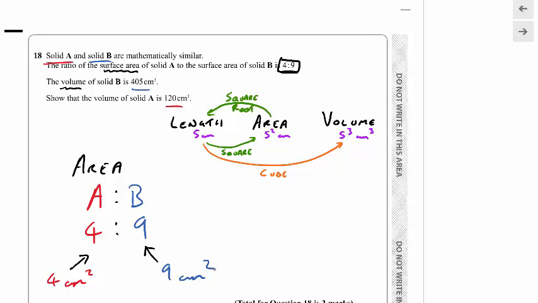Okay, so let's say, for example, that the surface area of solid A was 4 centimetres squared. So if the surface area of solid A was 4 centimetres squared, I'm currently sitting here in my chain, and I want to then move from there to volume.